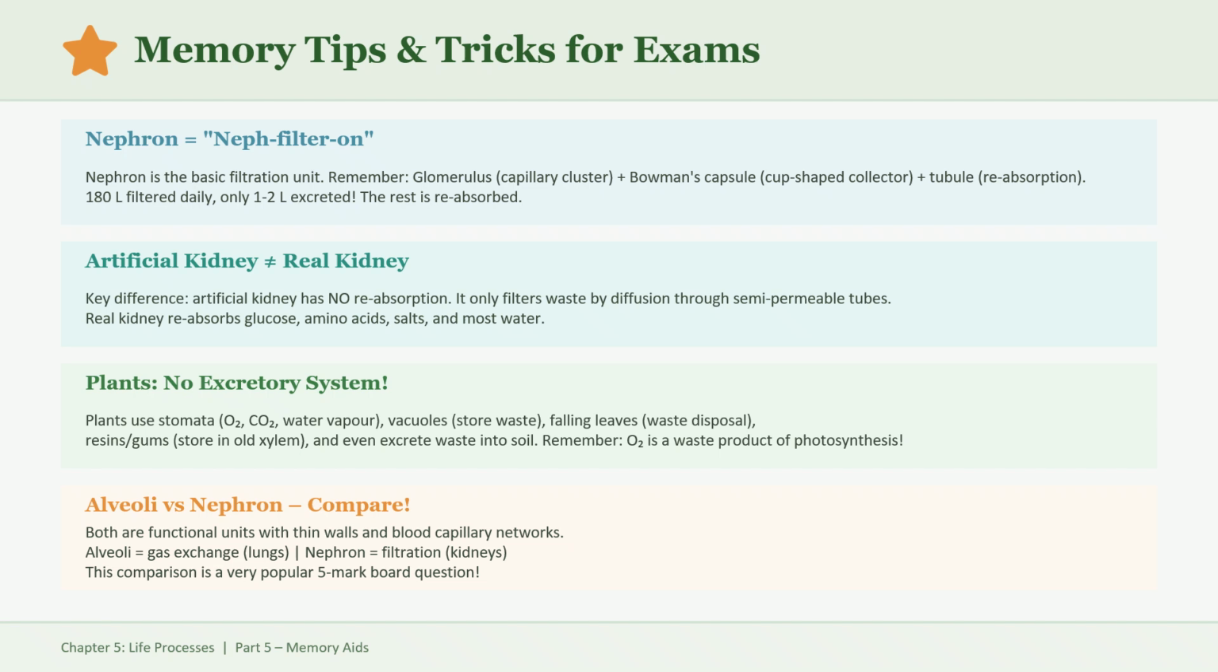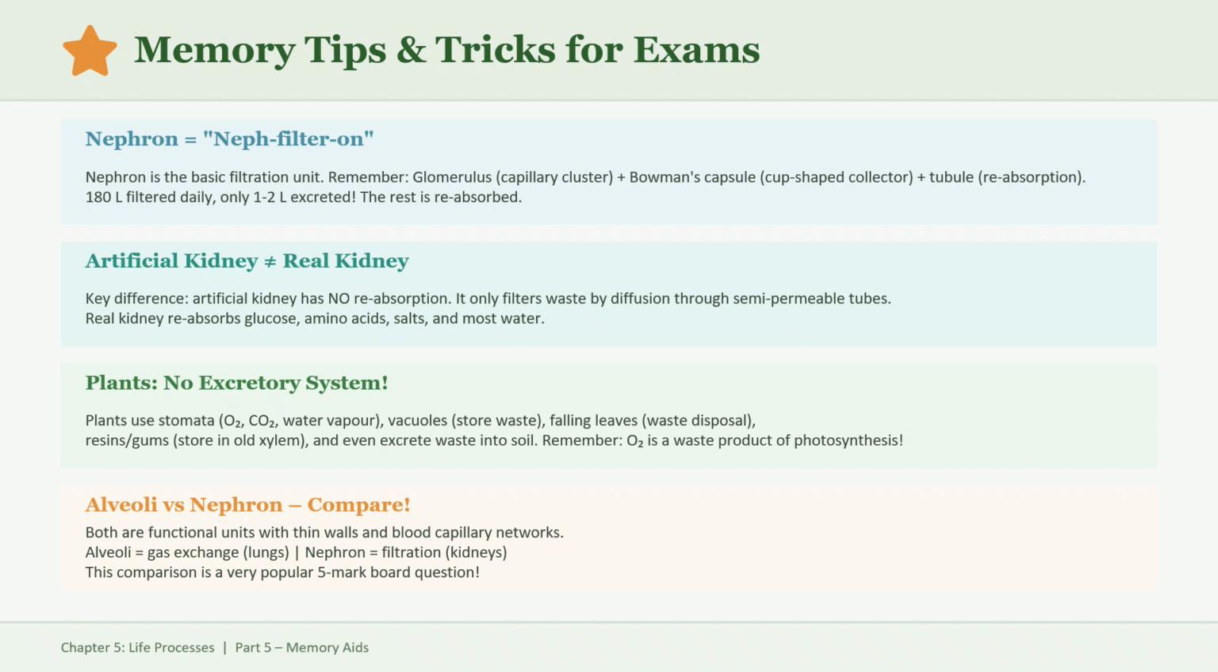Here are some memory tips and tricks for your examination. Nephron means neph, filter, on. So this is the basic filtration unit. Remember, glomerulus is a capillary cluster, Bowman's capsule is a cup-shaped collector, and the tubule is used for the reabsorption of water, proteins, amino acids, all those things. 190 liters are filtered daily, but only 1 to 2 liters are excreted. The rest is reabsorbed. An artificial kidney is not like a real kidney; here no reabsorption takes place.